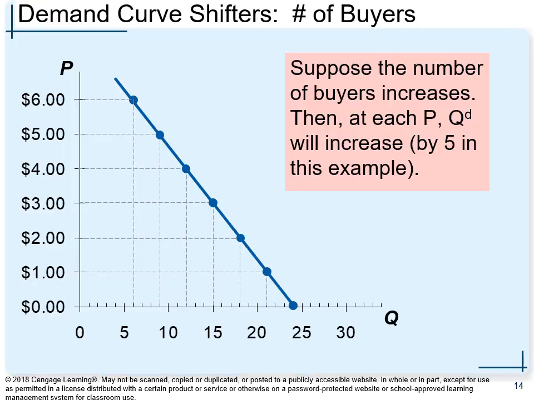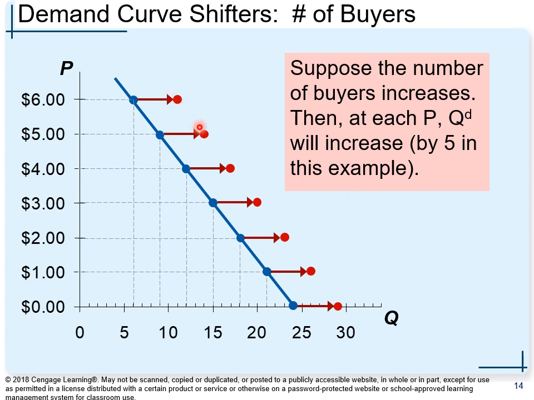Here's a graphical representation of an increase in the number of buyers on the demand curve. So suppose the number of buyers increases, then at each price level, the quantities demanded are going to be higher. So here we're going to assume that there's an increase of 5 buyers. So at the price of 0, if the quantities demanded was 24, now the quantities demanded are 30. At the price of $1, if the quantities demanded were 21, now the quantities demanded are going to be 26, and so on and so forth. You get the idea for other prices.